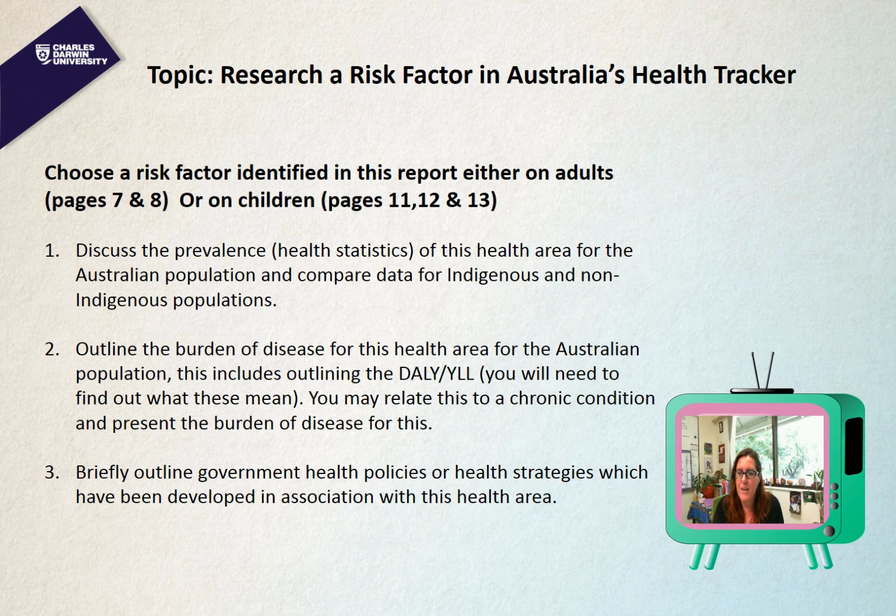So we want you to have a look at what they've identified in their report, either on adults, and I've identified pages 7 and 8, or on children and young adults on pages 11, 12 and 13. And choose an area or a risk factor identified, okay, on one of those pages. So you might choose the health risk factor of high blood pressure for adults, for example, or you might look at children and choose the risk factor of sedentary behaviour and lack of physical activity to pursue.